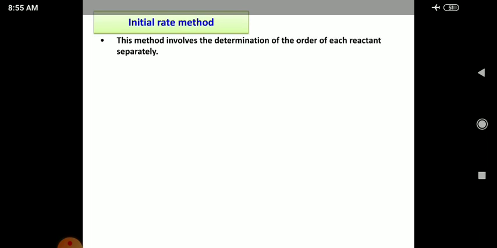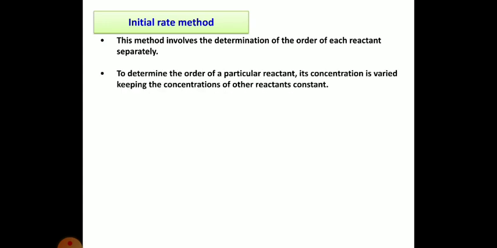Students, we are in the topic of chemical kinetics, and in today's lecture we are going to look at the initial rate method. In the initial rate method, we determine the order of each reactant separately. Suppose we have a reaction A plus B gives C. If you want to determine the order of a particular reactant A or B, we can determine its corresponding order separately.